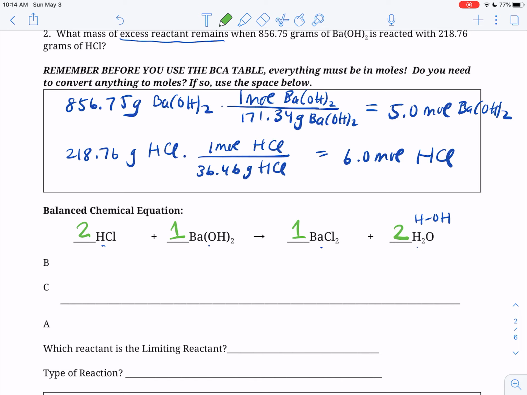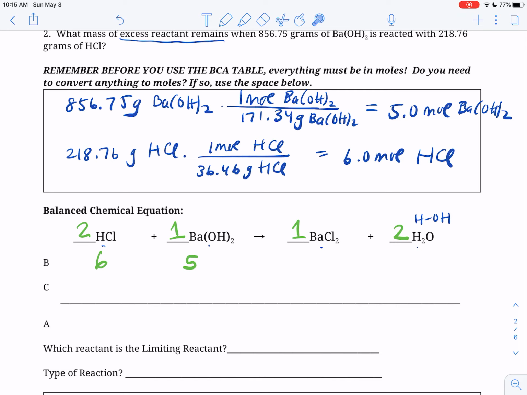Okay, all right, so let's go ahead and write what we have. So we're starting with 5 moles of barium hydroxide and 6 moles of HCl. Okay, so we need to decide who the limiting reactant is going to be and who's going to run out first. You can kind of reason it out, but again, if you're not sure, then just go ahead and pick one and do it. And then if something comes out negative, you know it's wrong.